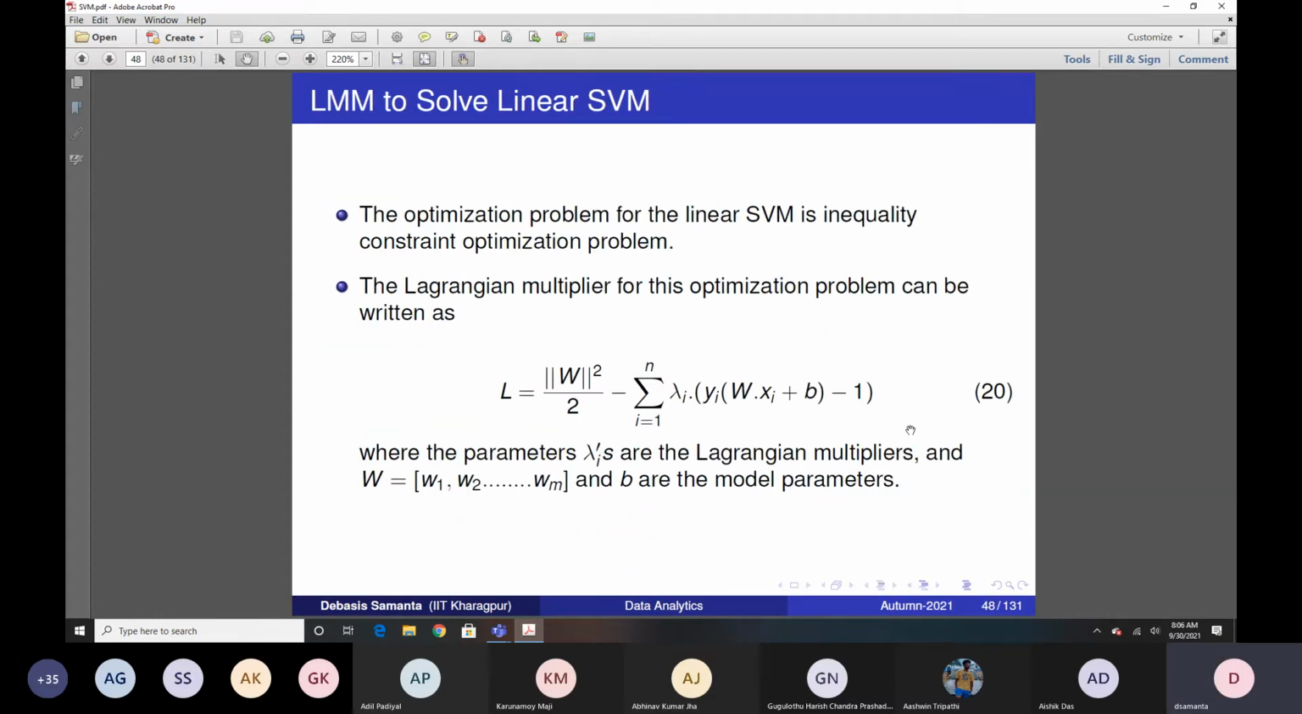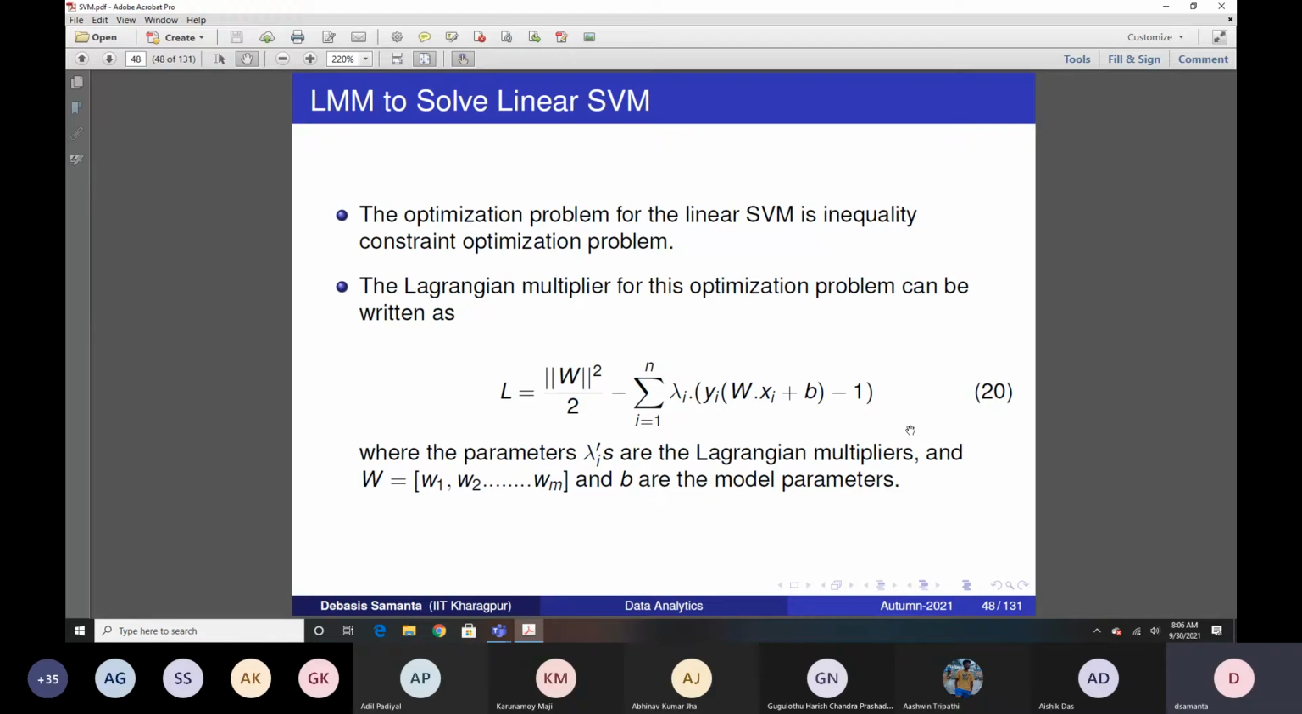So let's come back to our original problem. I have already told you the optimization problem in our case is to minimize mu, which is the magnitude of w by 2. But if I take w squared by 2, then also there is no harm. It will have the same impact as w by 2.